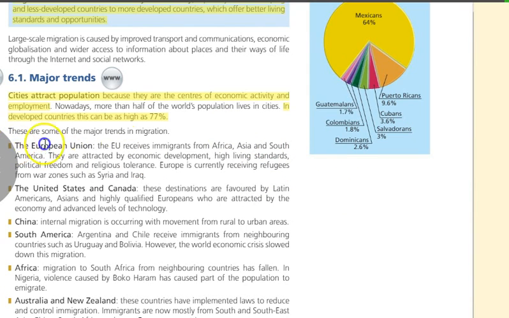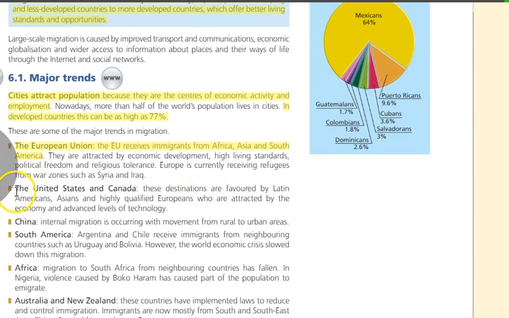European Union. The EU receives immigrants from Africa, Asia, and South America. They are attracted by economic development, high living standards, political freedom, and religious tolerance. Europe is currently receiving refugees from war zones such as Syria and Iraq.